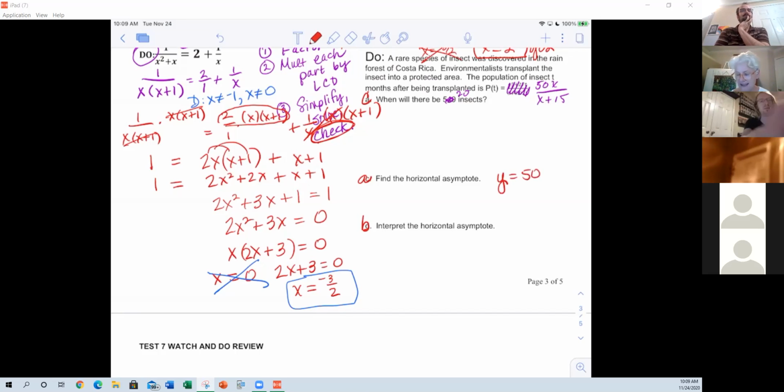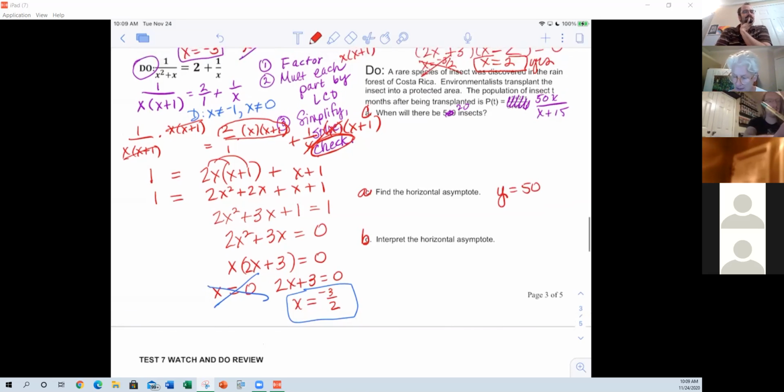So what does that mean in relationship to this problem? What's happening with the insect population as the months go by? It will never go over 50. Right, it's going to get real close to 50, right? When you interpret it, these are my words, but you can use your own words just as long as they're right.